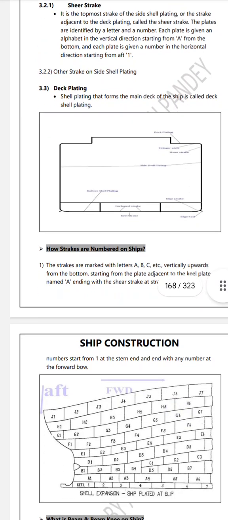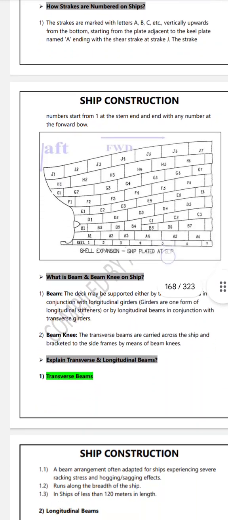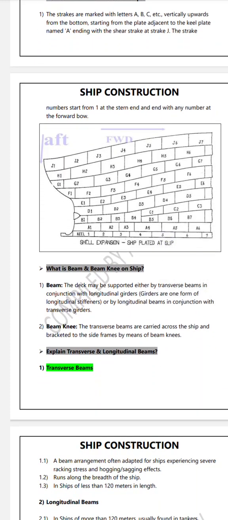Now, what are the other strakes on side shell plating? Deck plating, the shell plating that forms the main deck, is called deck shell plating. How are they numbered? The strakes are marked with A, B, C vertically upward from the bottom, starting from the plate adjacent to the keel plate numbered A, ending with the keel strake at Z. The strakes are numbered from one end with the number at the forward bow.